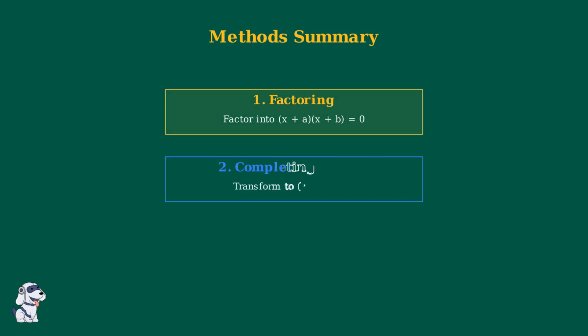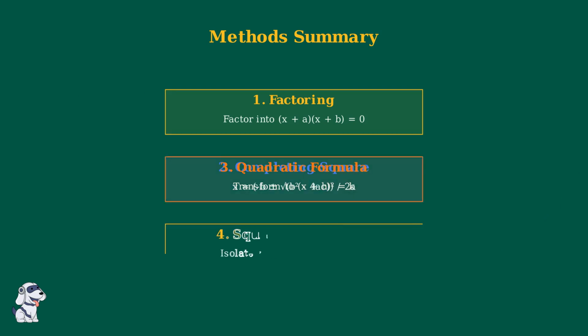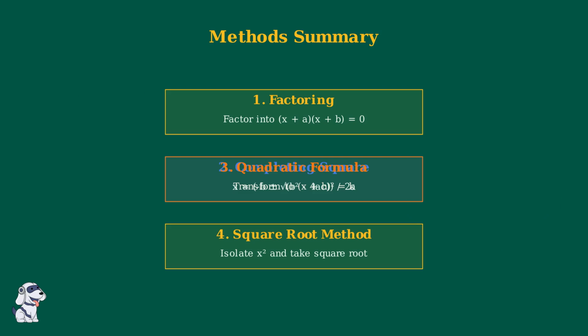We've explored 5 powerful methods for solving quadratic equations. Let's quickly review each approach and see how they work together to give you a complete toolkit for tackling any quadratic problem. Method 1 is factoring, where we break down the quadratic into 2 linear factors. Method 2 is completing the square, transforming the equation into perfect square form. Method 3 is the quadratic formula, the universal solution that works for any quadratic equation.